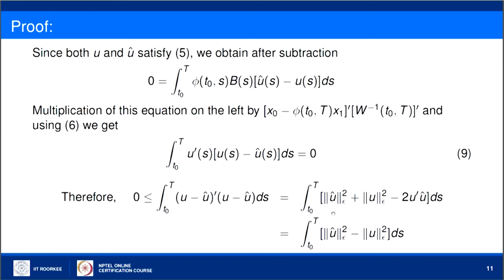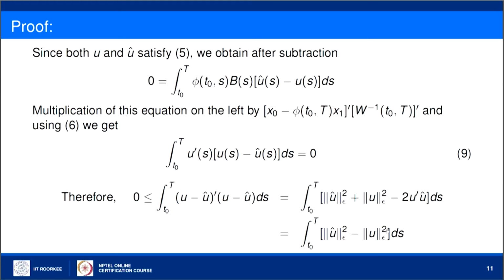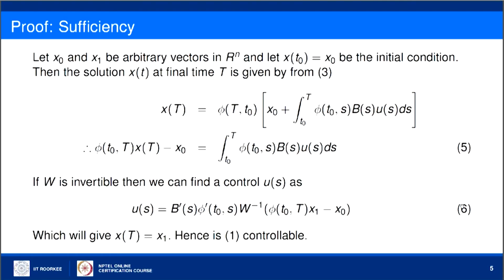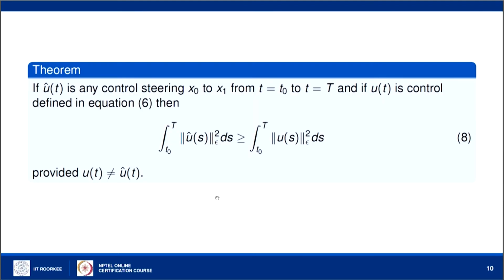So, it cancels, and we get the norm of u cap squared minus the norm of u squared inside the integral, which is greater than or equal to 0. So, this automatically implies the result. It shows that the control calculated by equation 6 is an optimal control, in the sense that the integral is the minimum out of all the controls which steer the system from x naught to x1.